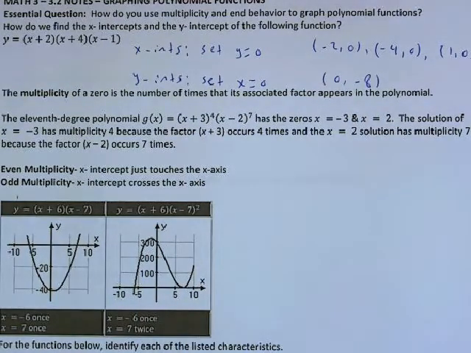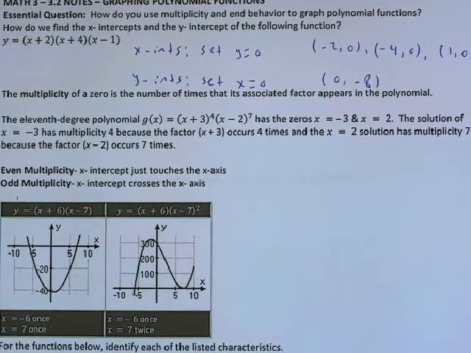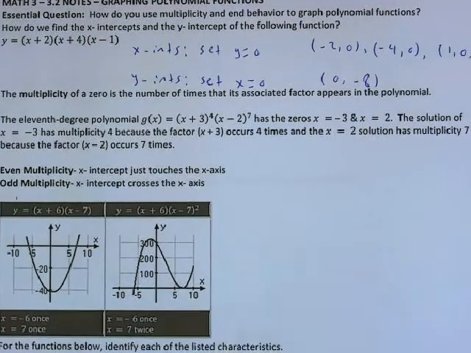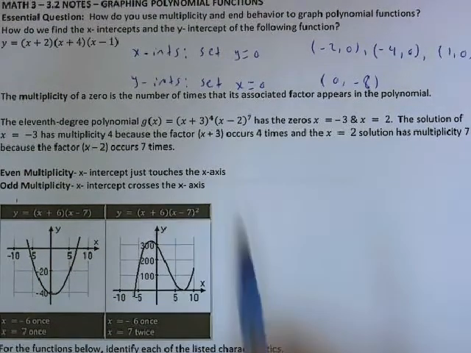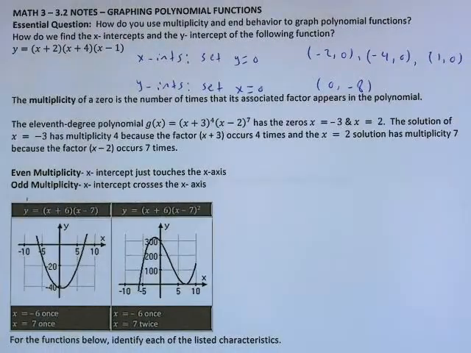Okay, and then to solve, if we set it equal to 0, to get my answers, I'd get an answer of -3 4 times, which is why this has a multiplicity of 4. And I would get an answer of 2 7 times. So we say that has a multiplicity of 7. Okay, so again, just a little definition there.